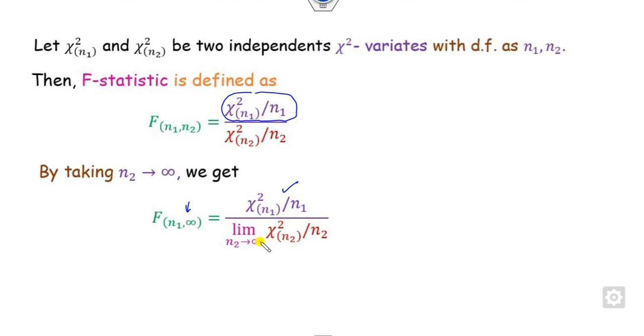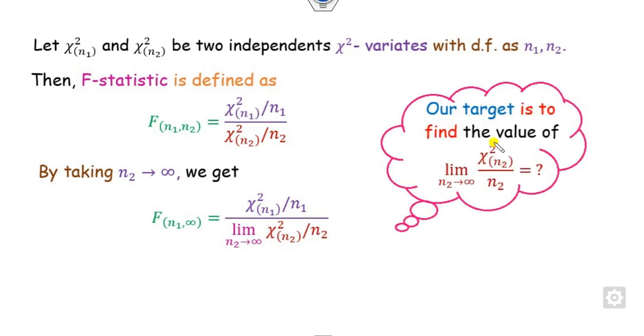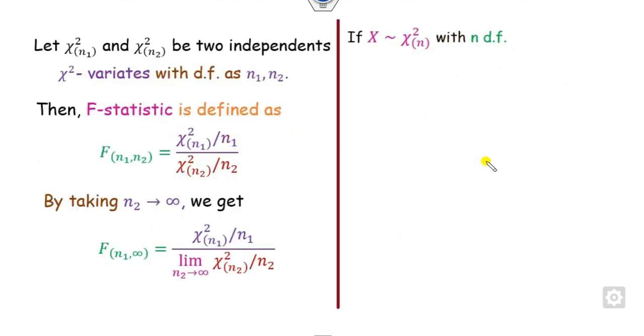Now remember that n2 cannot be infinity here, so that 1 by infinity is 0, it can't be there because this factor also depends upon n2. So how do you find the ratio of these two quantities? Our target is to find the limit of this. And how can you find it? That's a very simple task.